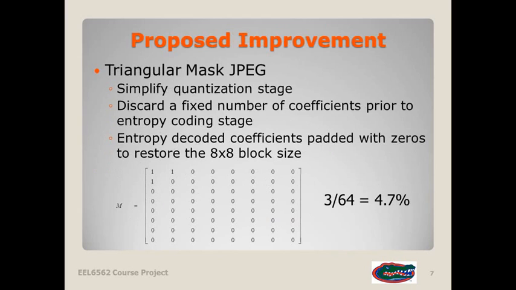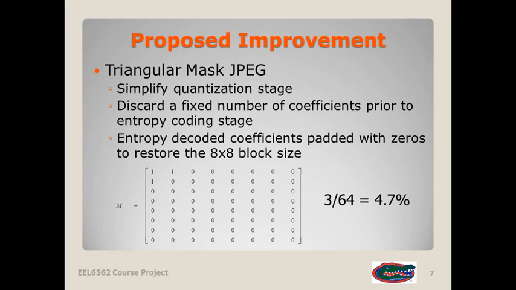My first proposed improvement is the triangular mask JPEG codec. My goal here was to simplify the quantization stage. Essentially, the DCT would be performed, and then a mask of the DCT coefficients would be applied. The mask is shown below, where 3 of the 64 coefficients are 1 and the remaining are 0. Essentially what would happen is we would discard a fixed number of coefficients prior to the entropy encoding stage based on the mask. In this case, the number of coefficients discarded would be 61 of the 64.